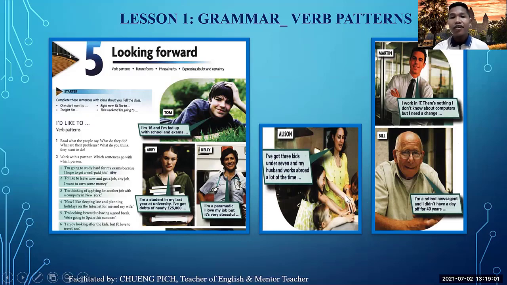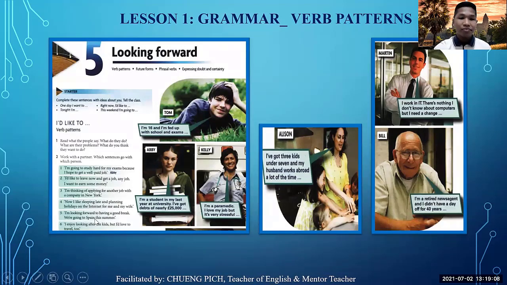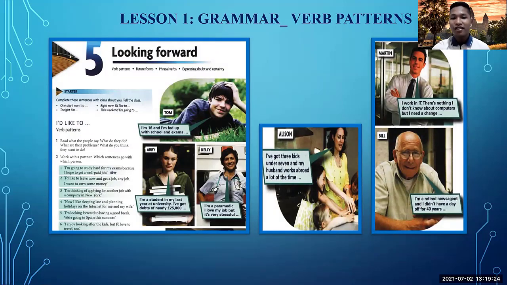So this is some brief information about these people. Now let's take a look at the statements first, and then let's choose which statement belongs to each person. For example, number 1 has been done for us. Number 1 says, I'm going to study hard for my exams because I hope to get a well-paid job. Abby. After finishing her message here, she also mentioned it, so this statement belongs to Abby.